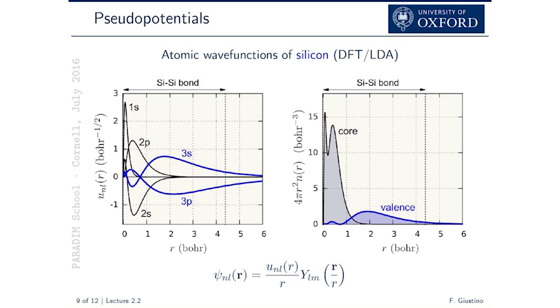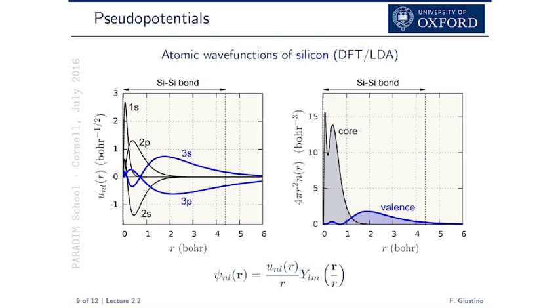To give you a better idea of what is going on here, instead of the wave function, I'm plotting the square modulus of the wave function, so the probability density, and I'm adding up all the core electron densities and all the valence electron densities. So this is the core density. This is the valence density. As a reference, I'm putting here the distance between two silicon atoms in a silicon crystal. So you have to imagine one silicon atom here, one here. So this is pretty much the middle of the bond.